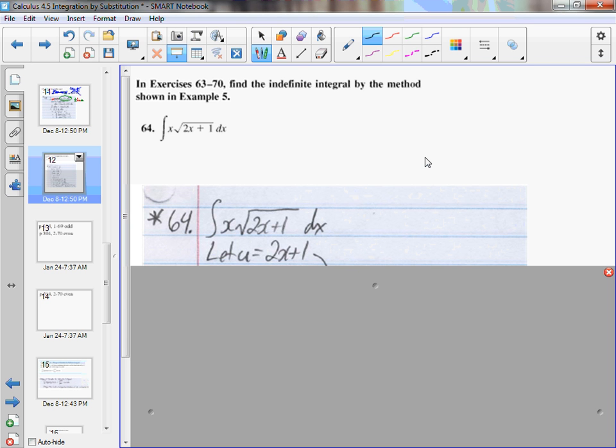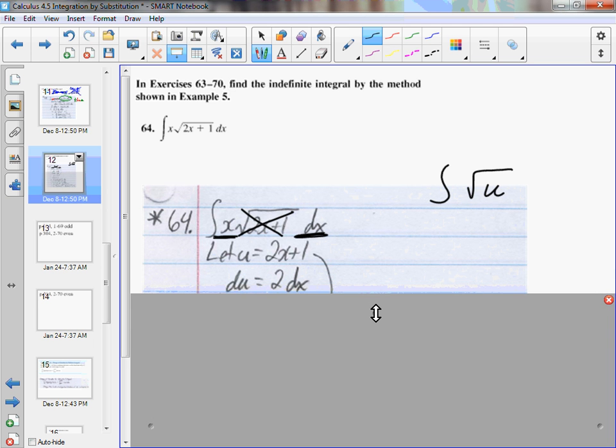Which means, if you're keeping score at home, so far my substitution would look like this. That would be written as the square root of u, wouldn't it? So all I have left to replace is x dx. Well, the dx kind of automatically gets replaced, doesn't it? But I've got to worry about turning this thing into x dx. All right. If u equals 2x plus 1, what's du equal? 2 dx. Okay.